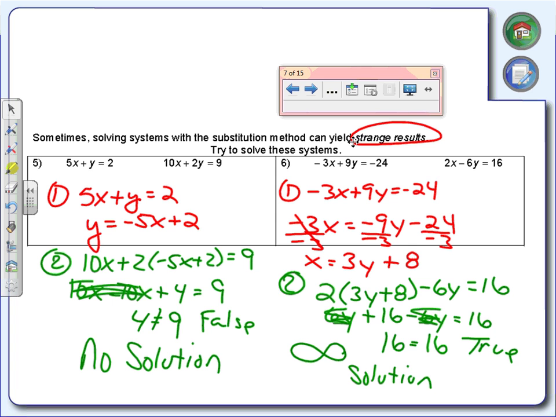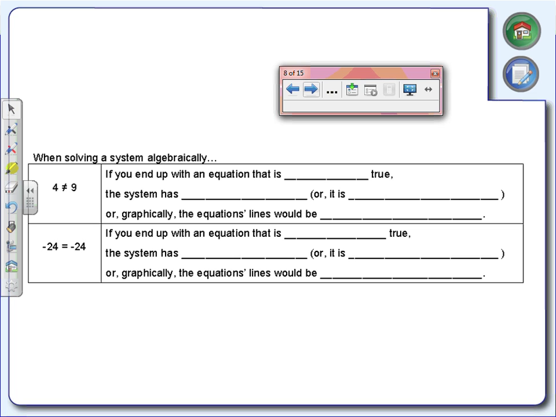All right, so this takes care of substitution method. So let's see if we can summarize real quick what we just found out. It says when solving systems algebraically, and you come up with a statement that is not true, when you end up with an equation that is not true, and they give you an example over here, 4 is not equal to 9. That is not true. This system has no solutions.